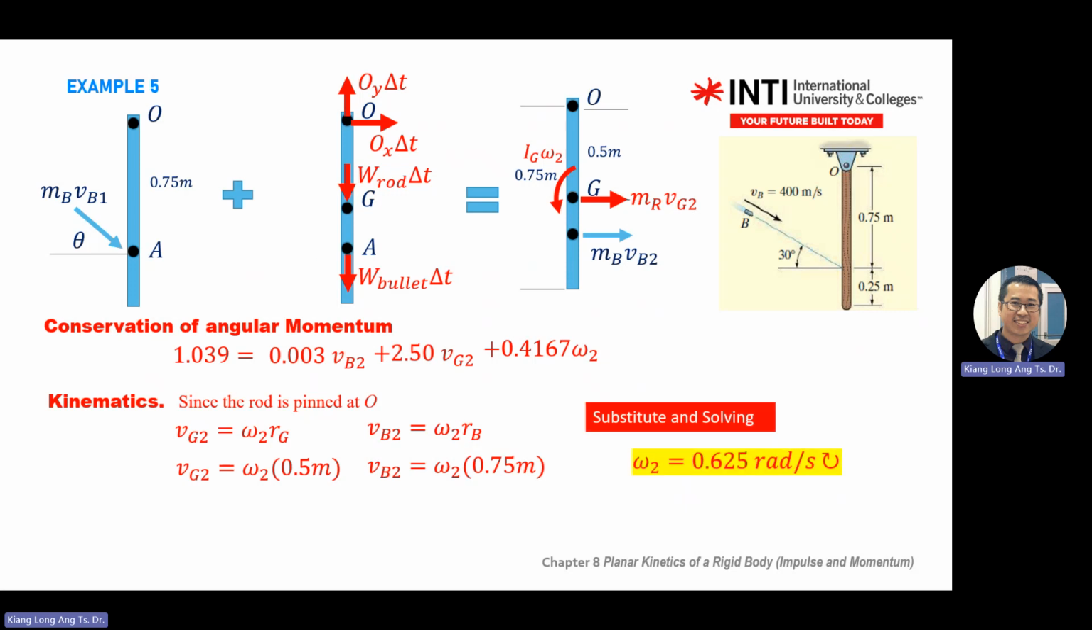Okay, find your omega, substitute back to here. You find your vg2, find your vb2. Right. The question only stopped at this answer. It asks you what is the angular velocity. But when it comes to a test or final exam, you need to find the velocity of the center of gravity, center of mass, and the velocity of the bullet after it is embedded into the object.